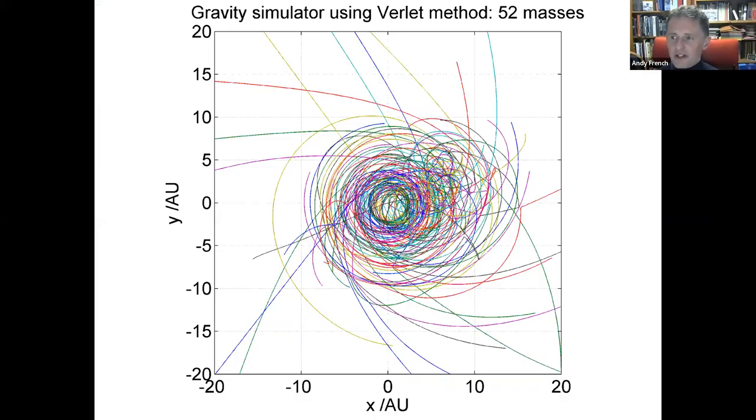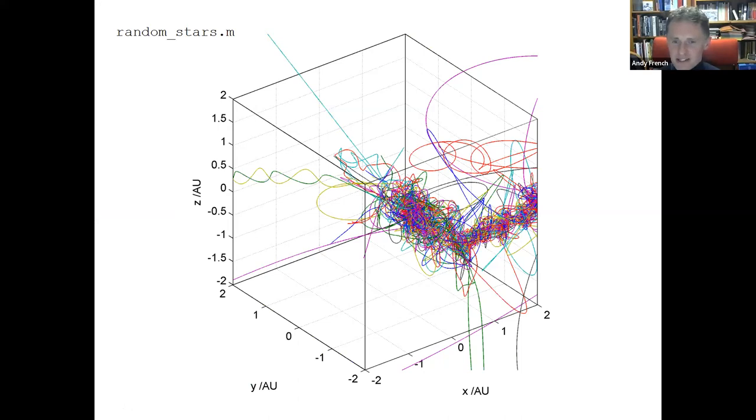Here's a Verlet simulator with 52 masses. So it does scale up. It can be a bit more inefficient if you do things in a loop, so you have to think about the programming to have multiple objects. But the force laws work. If you look at the blue trajectory here, all sorts of madness happens as you have multiple masses interacting. Here's a random star one. So this is gravitational chaos. I think it's very unlikely you'd see this in nature because the distances between the planets and stars are so vast.